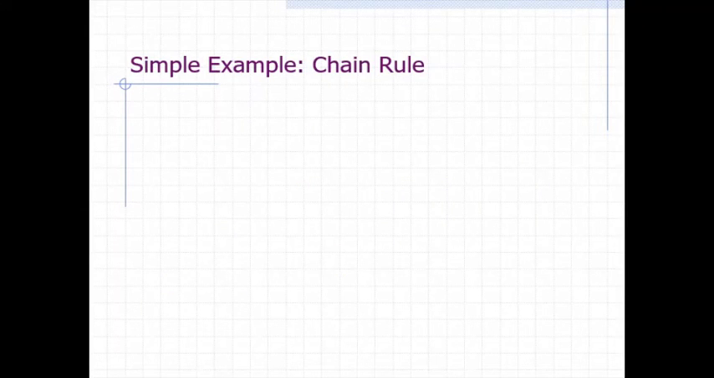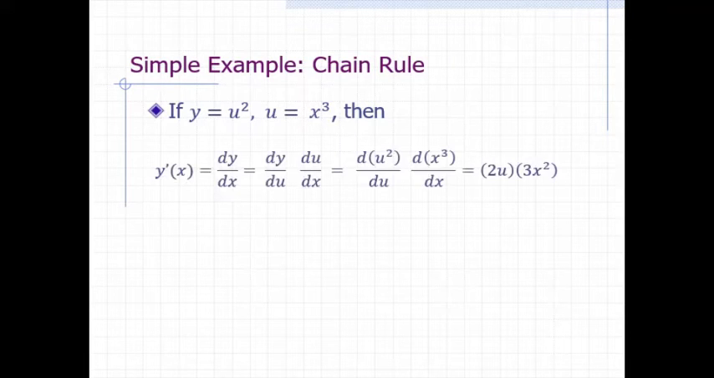Here's a simple example illustrating the chain rule. Suppose y is equal to u squared and u is equal to x cubed. According to the chain rule, the derivative of y with respect to x is equal to the derivative of y with respect to u times the derivative of u with respect to x. Since y is equal to u squared, the derivative of y with respect to u is equal to the derivative of u squared with respect to u, which is equal to 2u.